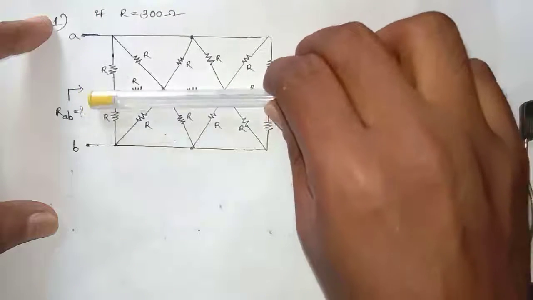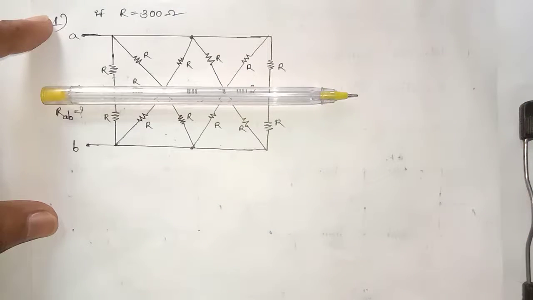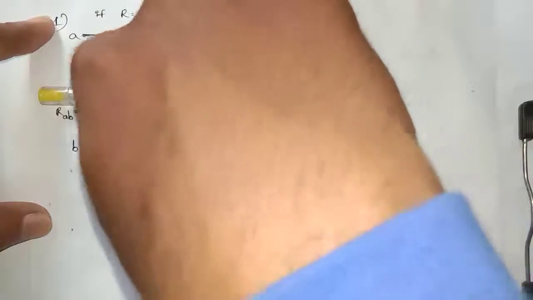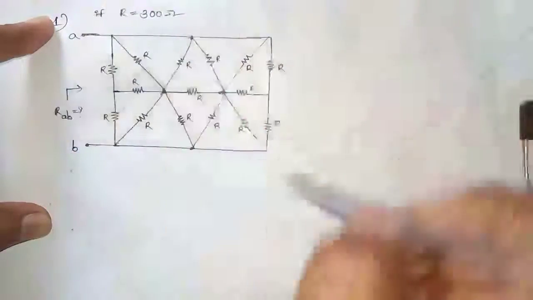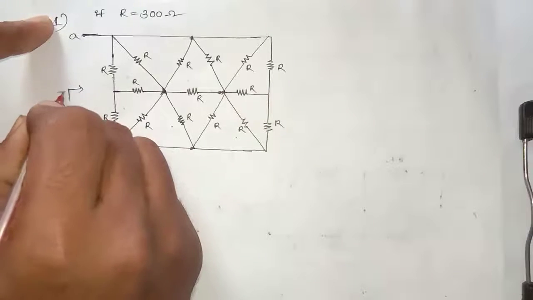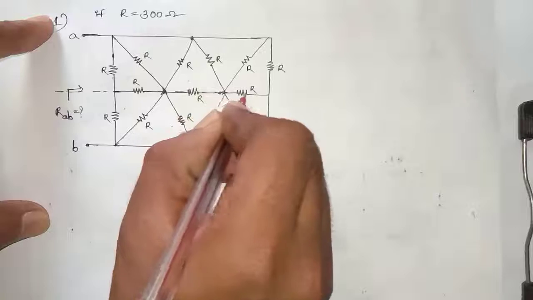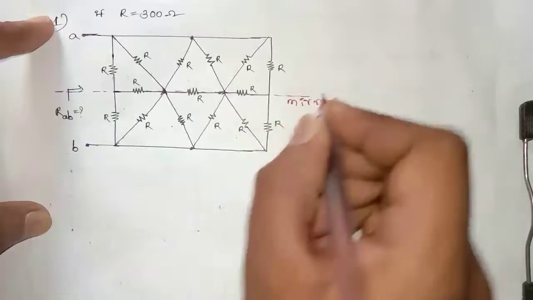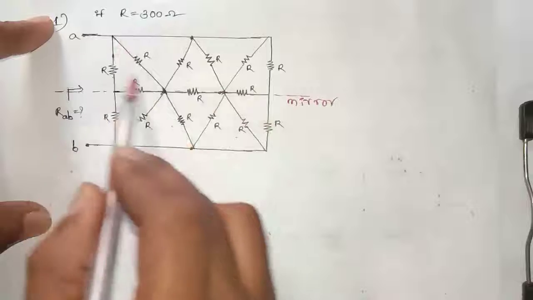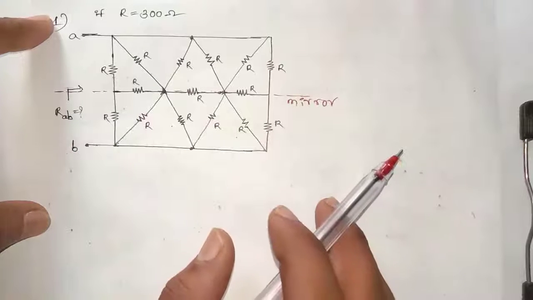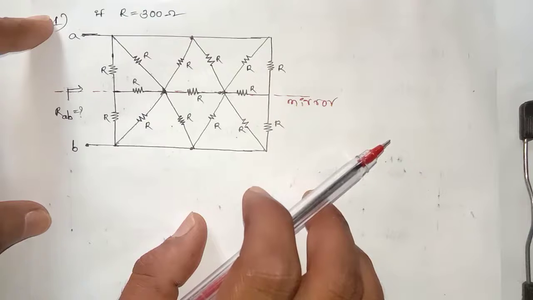If I place the mirror like this, the mirror is also dividing the circuit into two equal parts, as well as the reflection of point A is equal to point B. If I consider a mirror like this, the mirror is dividing the circuit into two equal parts as well as the reflection of point A is equal to point B. The conditions are satisfied for the mirror symmetry.